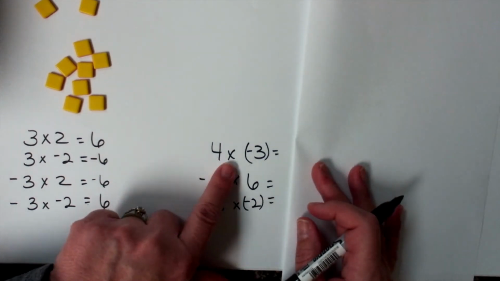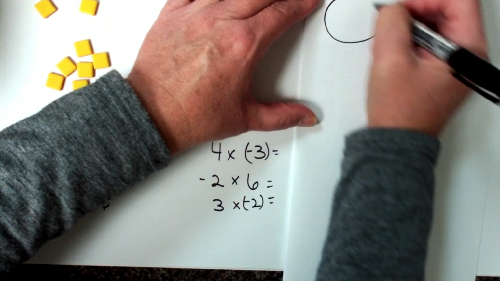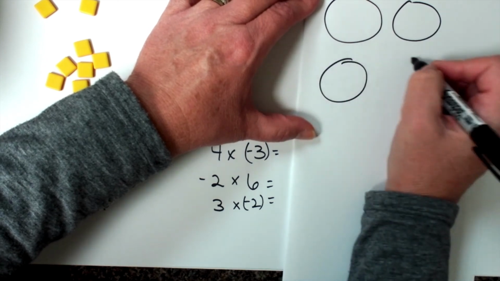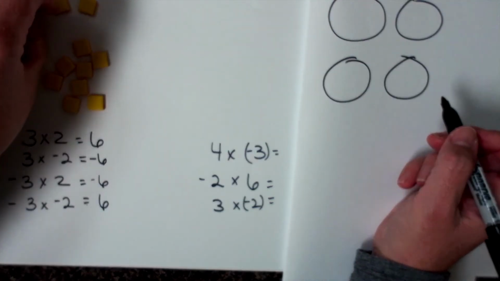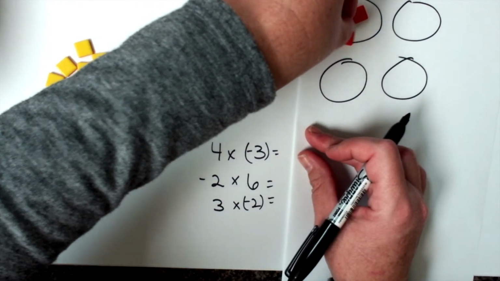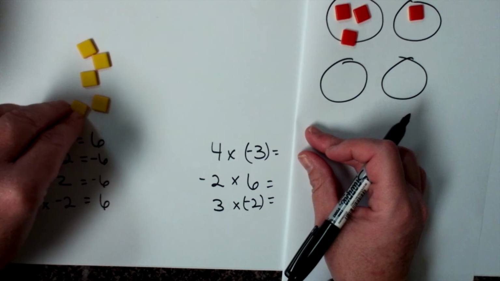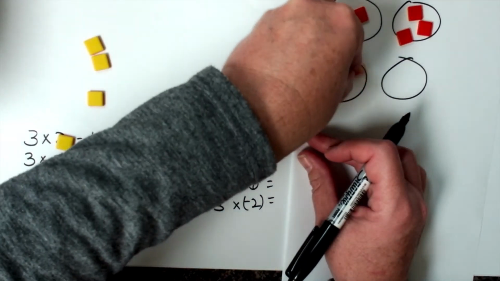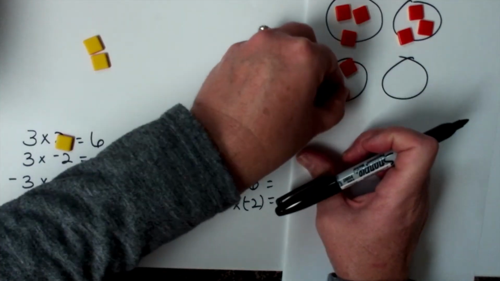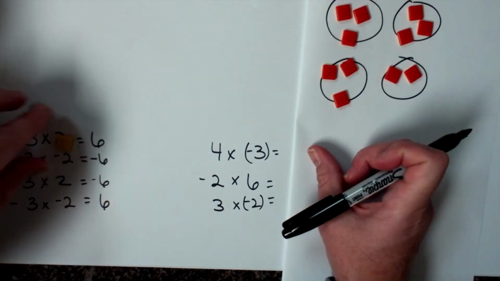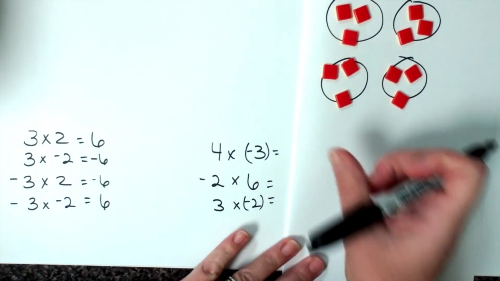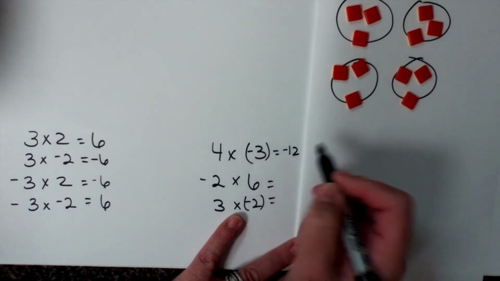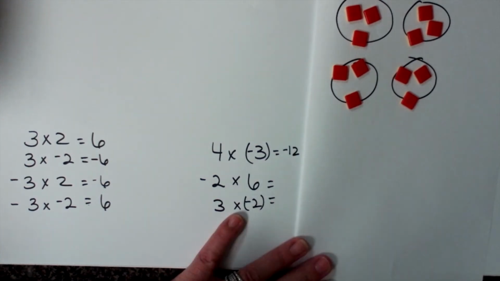This one says I've got 4 groups of -3. That's exactly what that says. I got 4 groups of -3. So I'm gonna put -3 in each one of my groups. Four groups of -3. And my answer will be -12. It's red, it's negative, -12.